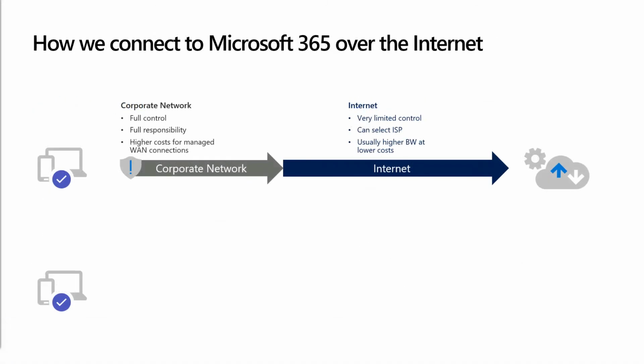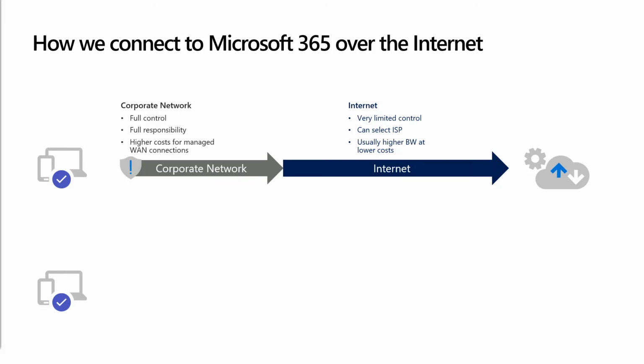So here is how you generally connect to a website on the internet. Call it Facebook or Twitter or MSN.com. You're sitting in your corporate network. The corporate network you have full control of, you have full responsibility for it. You have to pay for WAN connections and security and many of those things. And then you, at some point, route to the internet. And the internet is very limited control.